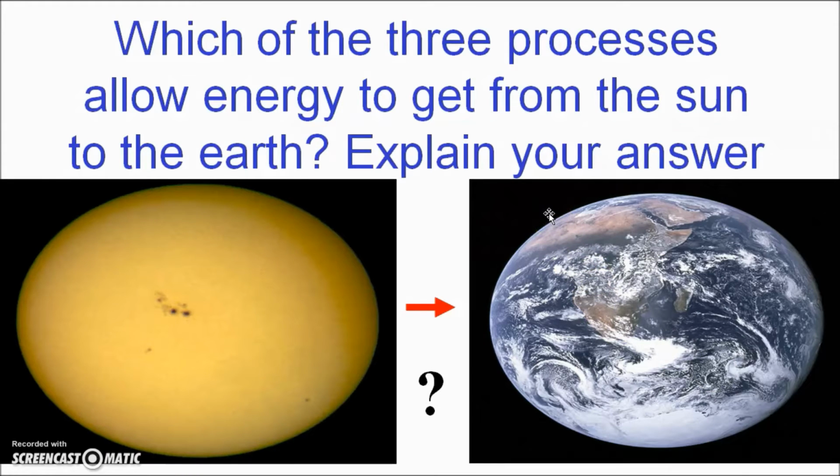Here's a question for you. Now think about the sun. The sun is releasing heat energy. How does that heat energy get to us here on Earth? Choose one of the following: conduction, convection, or radiation.